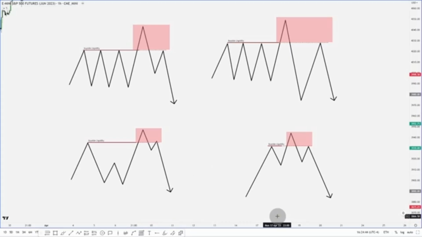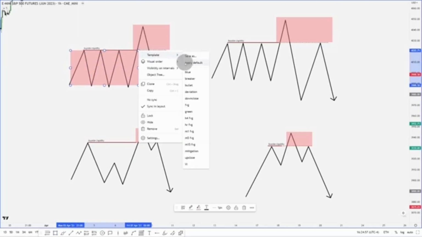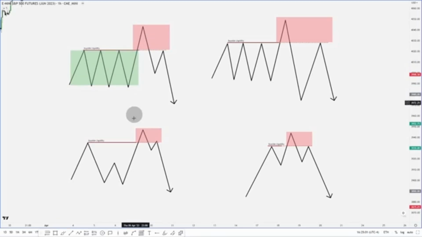And before we get into the examples, you may notice this looks exactly like power of 3 or accumulation, manipulation, distribution, and that's because that's what it is. Here would be the accumulation. We have our manipulation marked out, and our distribution would be when price moves away from the manipulation and goes lower towards the range low and whatever is resting below.